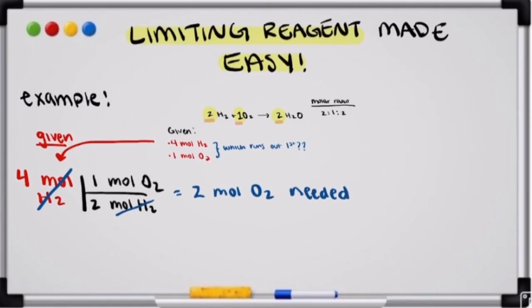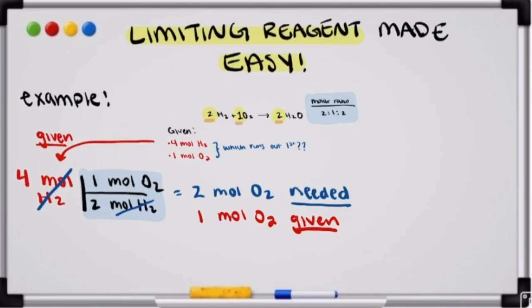Using dimensional analysis, we get that we need 2 moles of oxygen. Remember, this was done by comparing the molar ratio of our reactants to products in our balanced equation. So now that we know how many moles of oxygen we need if we're given 4 moles of hydrogen, we can compare that with the 1 mole of oxygen that was given.